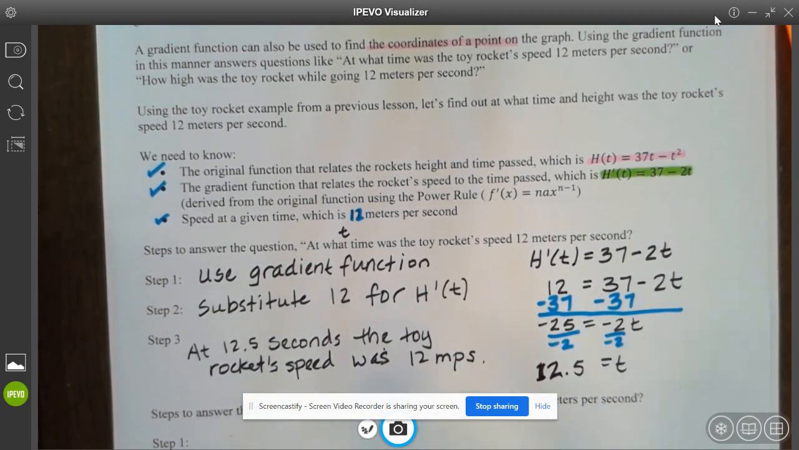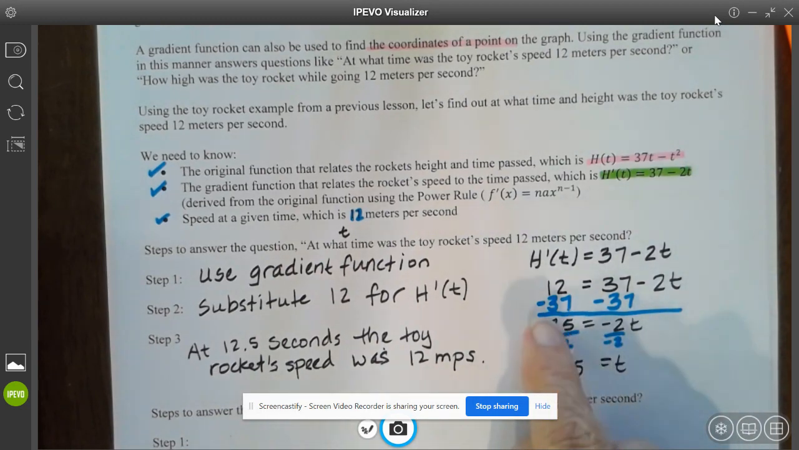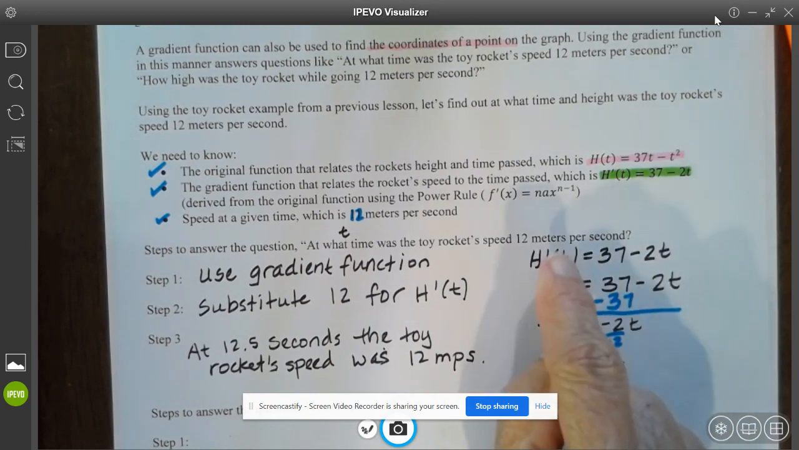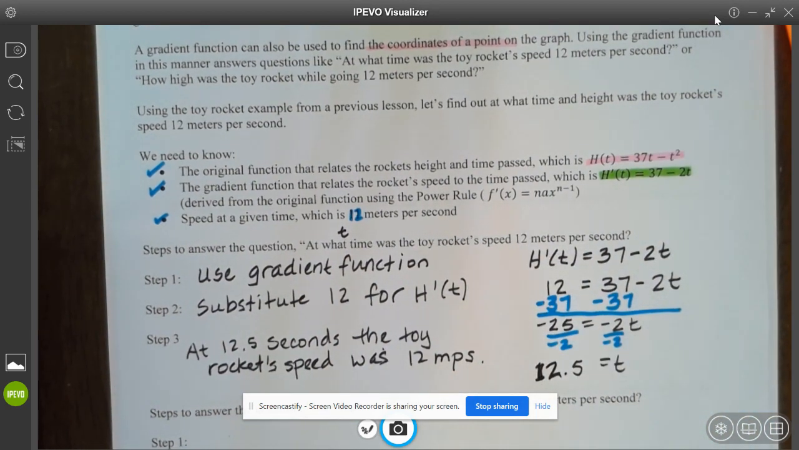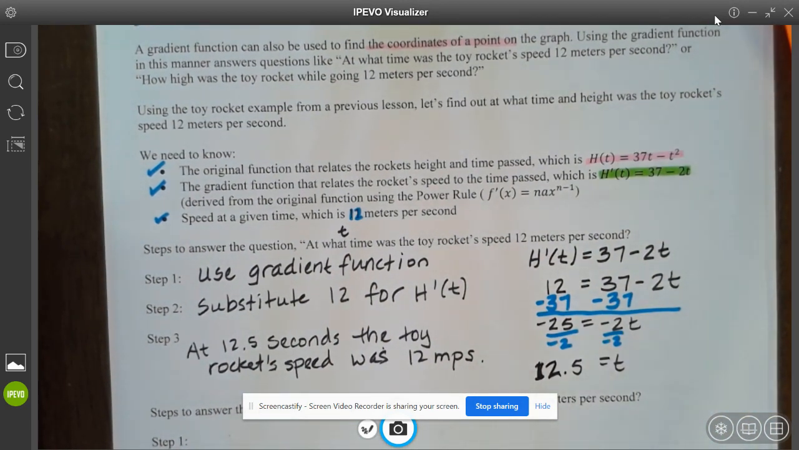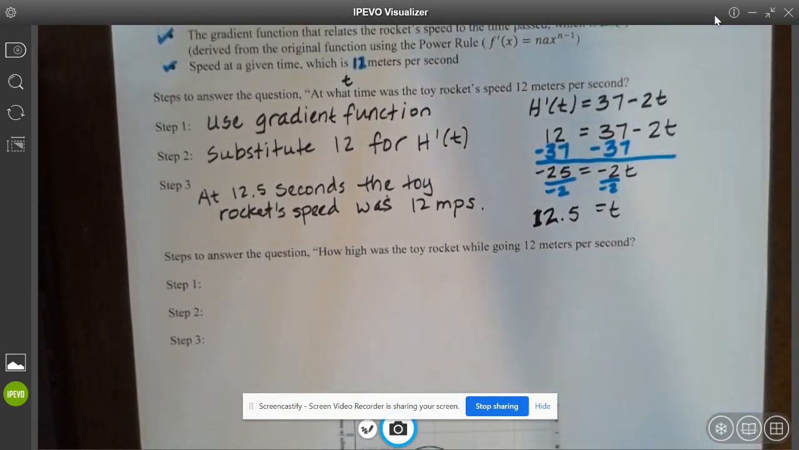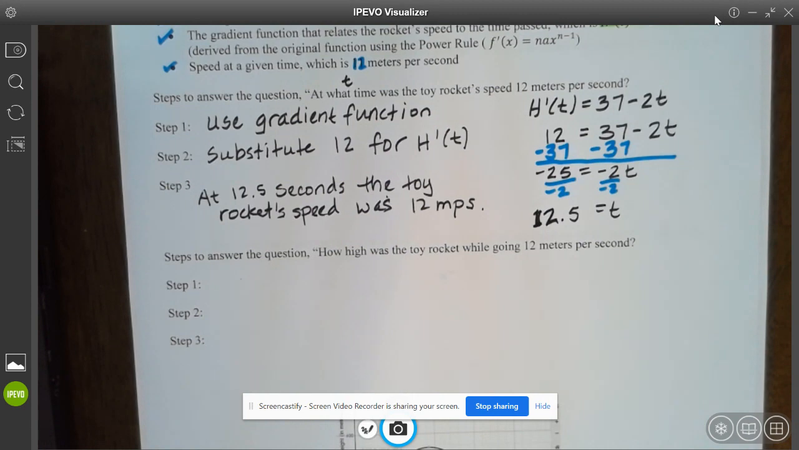Notice it's just giving a different variable. You knew the speed, you didn't know the time. What we did last week is we knew the time and we wanted to get the speed. So that was the first question that we answered. The second question with this problem that we want to answer is how high was the toy rocket when it was going 12 meters per second?